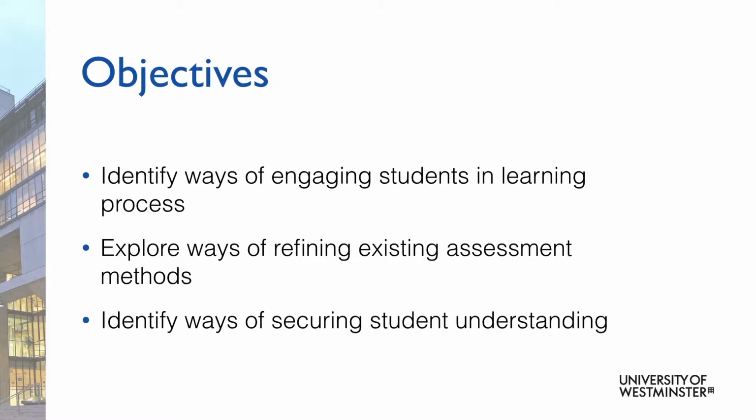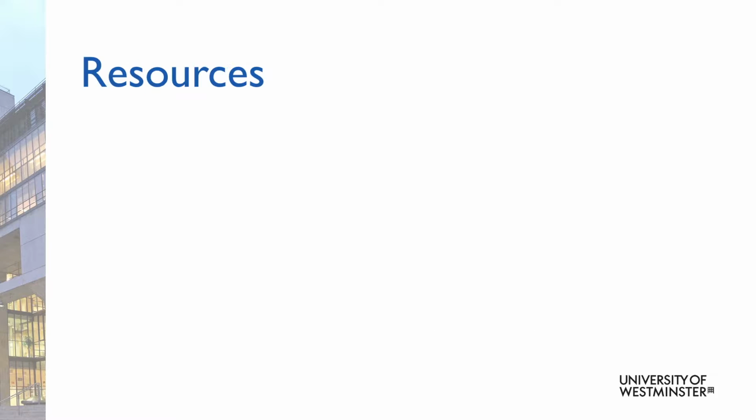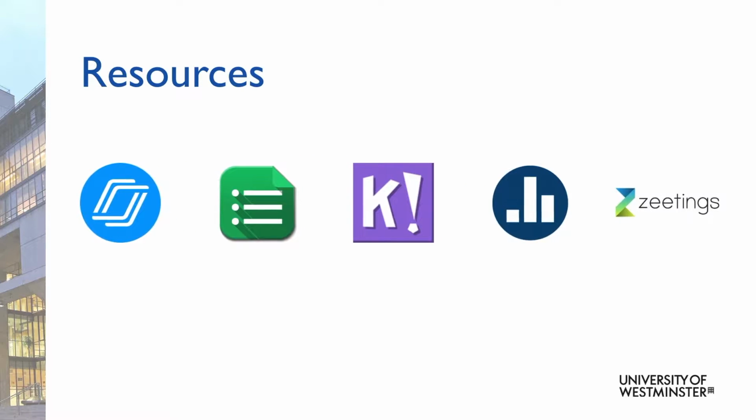The aim of this third workshop is to identify ways in which mobile technologies can be used to assess student understanding in and out of lectures, in tutorials and seminars. We will explore apps and services including Nearpod, Google Forms, Kahoot, Poll Everywhere and Zeetings. We'll already have explored some of these in other workshops, however the focus in this session will be firmly on using them for summative and formative purposes.